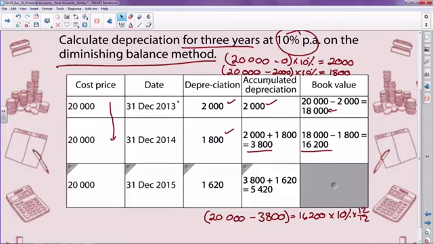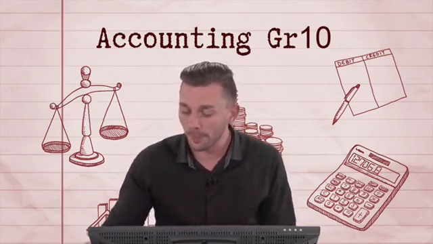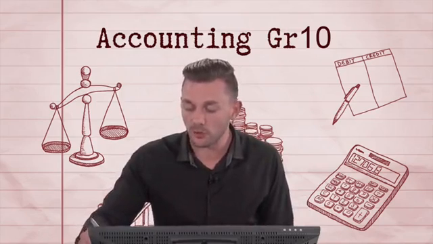And then, what do I do next? I need to go and take the 20 minus what I've lost in all 3 years, which is 5,420. And then you will see that you will get your carrying value or your book value of 14,580. But now, we calculated everything. Now I want to quickly show you how to record everything for a specific year in the general ledger. This is the most important way to record it.